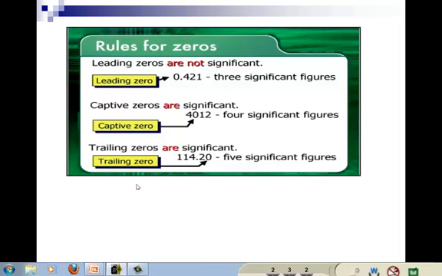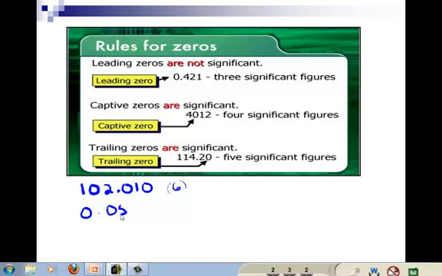If I had something like this, let's try a few. 102.010. Okay, how many sig figs would be in this number? Well, 1, 2, 3, 4, 5, 6. There'd be 6 sig figs there. Because this zero is significant, it's between those two non-zero digits. This zero is significant, it's between those two non-zero digits. This zero is significant because it is a trailing zero and a decimal point is present.